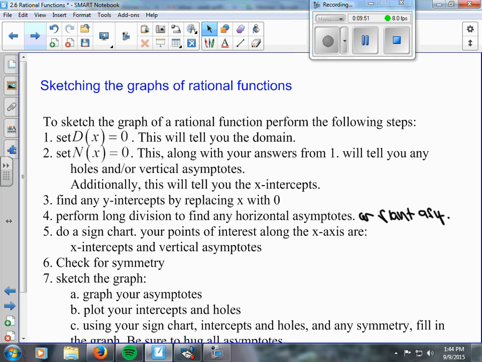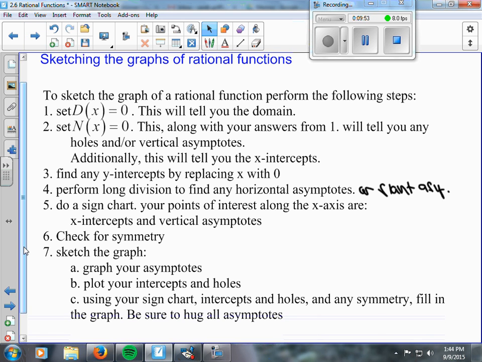Now, number 5 is a little different. It says, I want you to do a sign chart. And I will do that when we do this next example. But when you do the sign chart, the points that you plot on the sign chart, your points of interest, are x-intercepts and vertical asymptotes, where anytime the denominator and the numerator are equal to 0, you just throw them all in there, unless they're both equal to 0, because that's a hole and it doesn't matter.